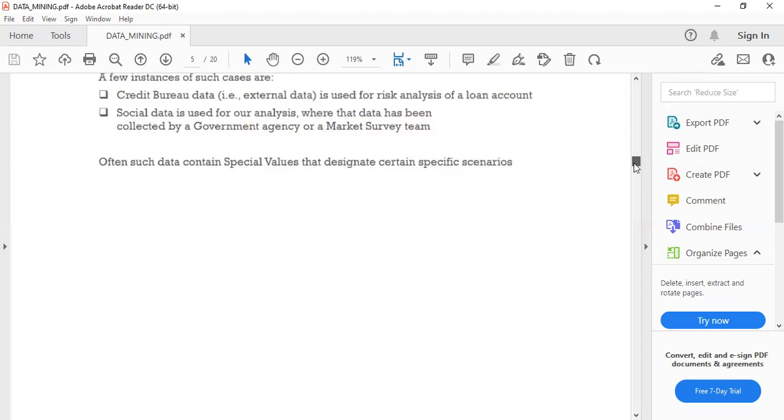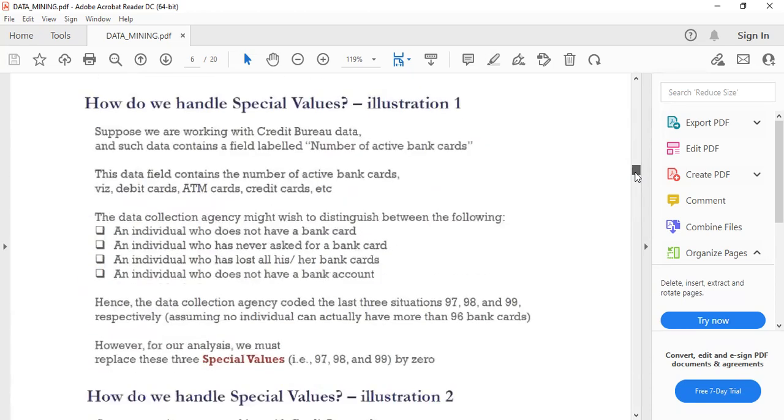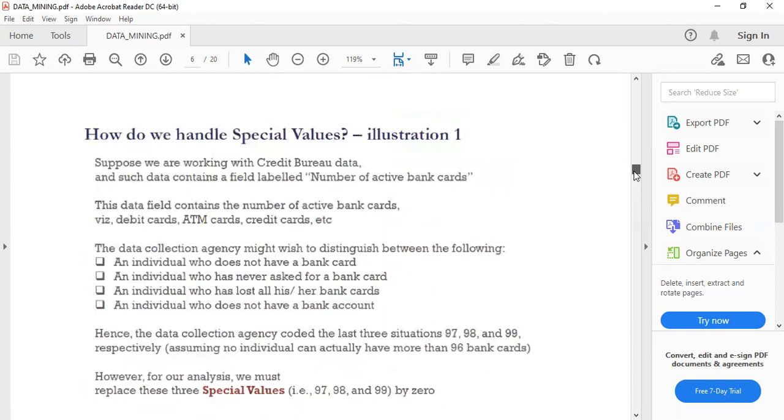Often such data contains special values that designate certain specific scenarios. Special values are those values which designate certain specific scenarios. So how do we handle these special values? Just go through.